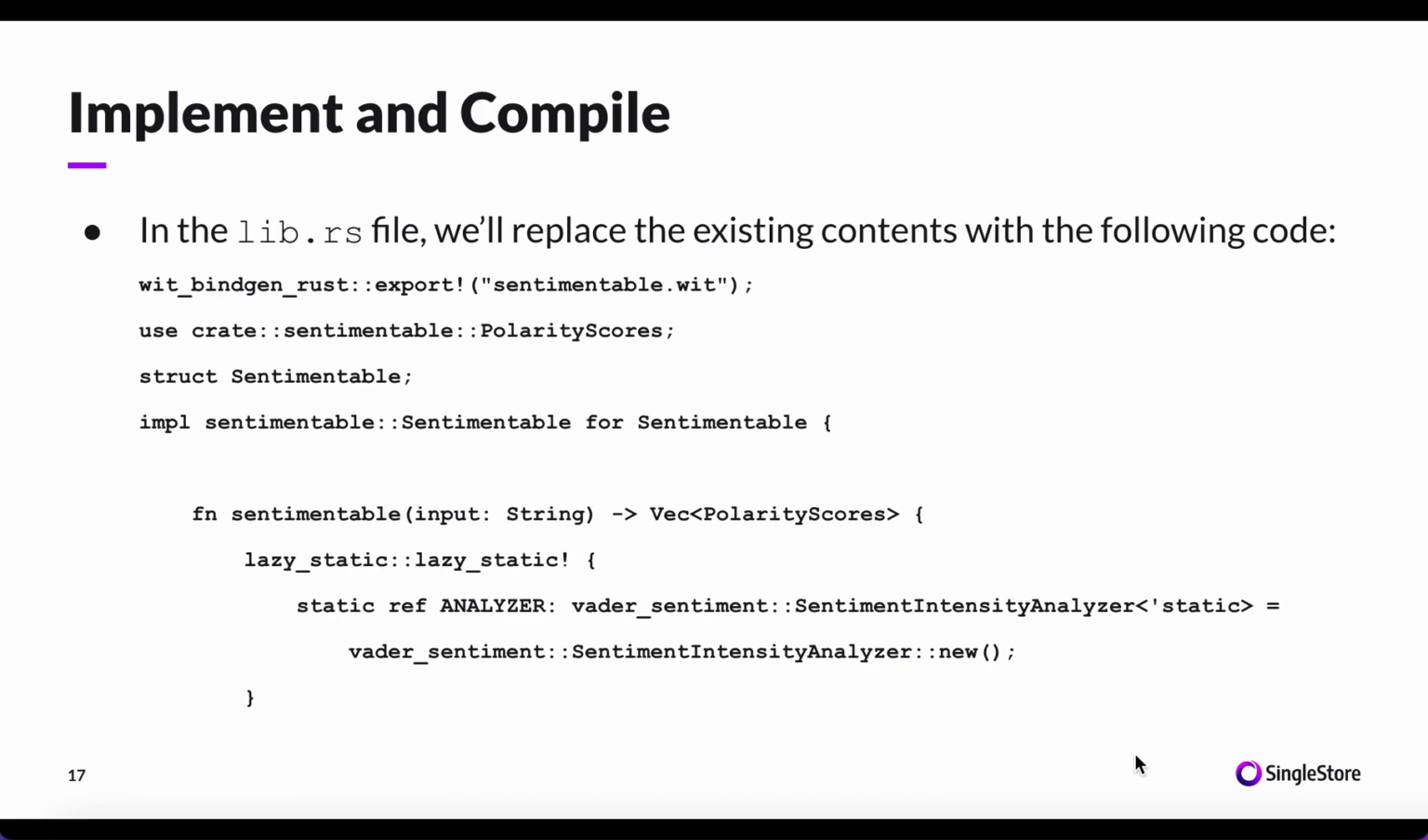Now we actually need to provide the implementation of the function in Rust, and here is the code. So you can see we are referencing the interface definition file here. We provide the name of the function here, the fact that it takes a string as input and provides the polarity scores as output. And we'll see this in the next slide.